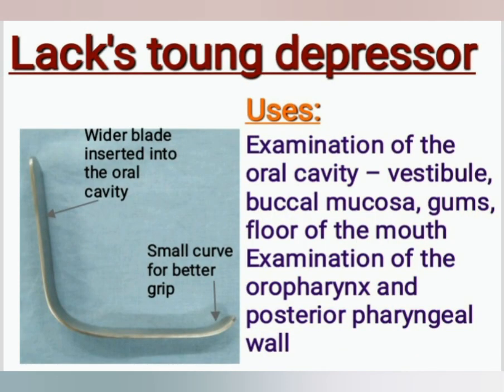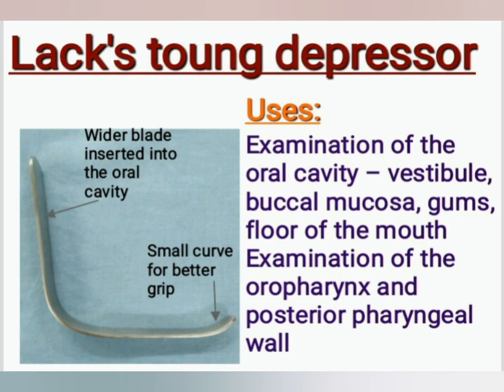Second, Lake's tongue depressor. It is also known as an L-shaped tongue depressor. In that, you can see in the picture, the wider blade is inserted into the oral cavity and the other side is small and curved for a better grip.